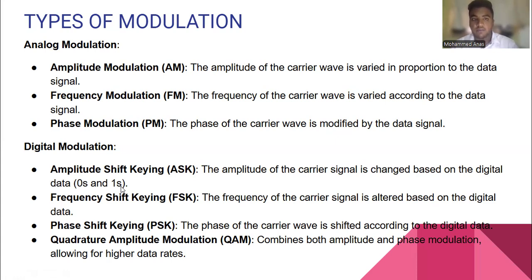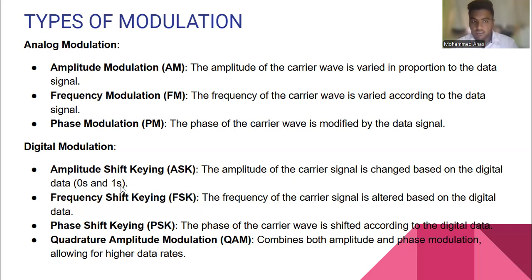First, analog modulation, amplitude modulation. Here, in amplitude modulation, the amplitude varies in proportion to the data signal or message signal. In frequency modulation, the frequency of the carrier wave is varied according to the data signal. Phase modulation means the phase of the carrier wave is modified by the data signal.